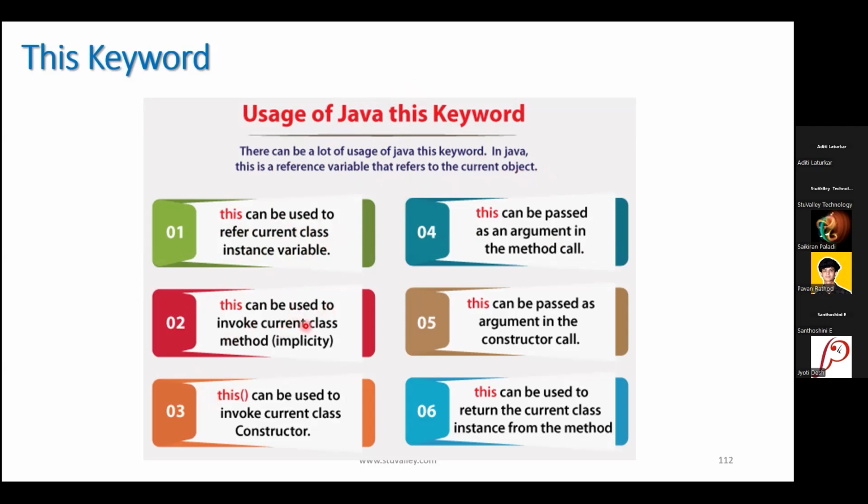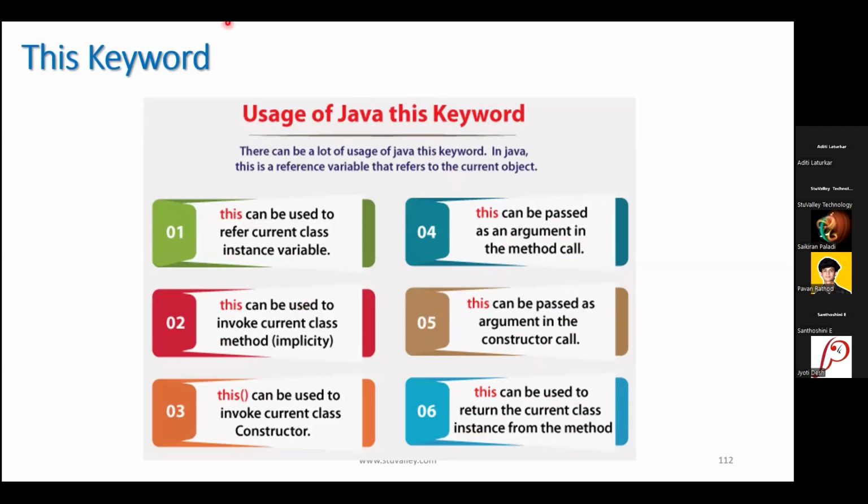This can be used to invoke the current class method implicitly. This can be used to invoke the current class constructor. This is a constructor, this() with parentheses. We will see that. This can be passed as an argument in the method call also. This can be passed as an argument in the constructor call also. And this can be used to return the current class instance from a method. So these are the different usages of this keyword.